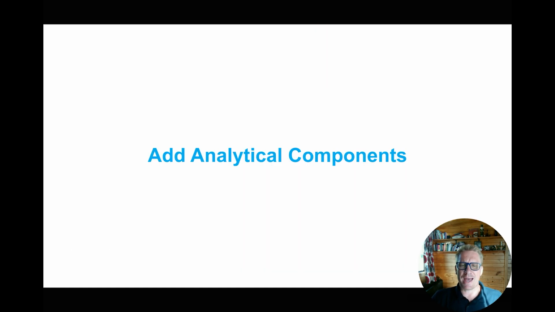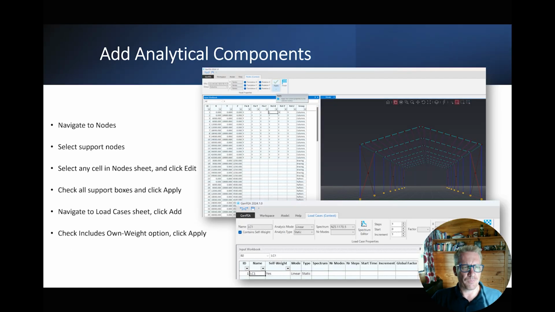So the next step is to add analytical components to the model. To do this, we're going to navigate to the nodes sheet. Then we're going to use the select tool in GenFEA to select all of the supports located at the bottom or the base of the structure. We're going to go back, click on any cell in the nodes input sheet to display the contextual ribbon. We're going to choose edit, and we're going to switch all the boxes on for translation and rotation to indicate fixed supports. Then we're going to hit apply.